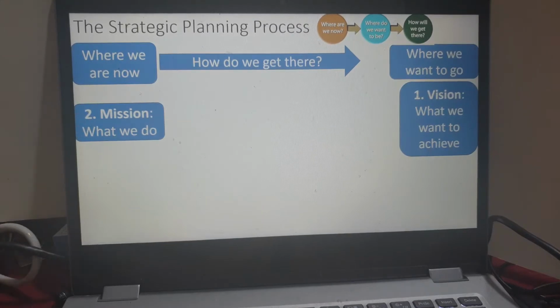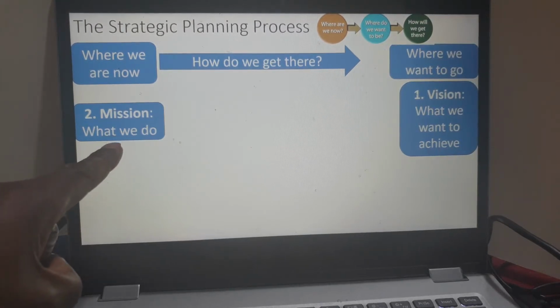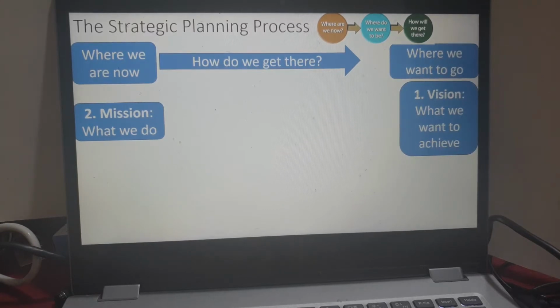Second, the mission. You see, we first of all dream, envision, and then we come to the mission, what we now do to achieve that vision. That becomes your mission. Indeed, writing a mission statement is also not simply a walk in the park. There are styles and ways, and there are components that a mission statement must have.